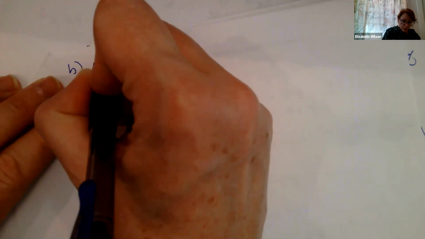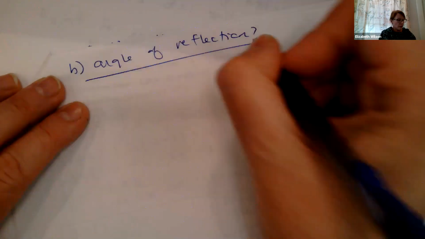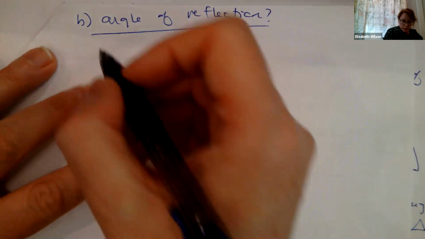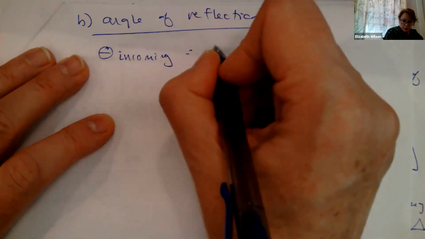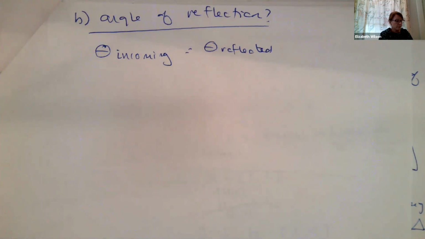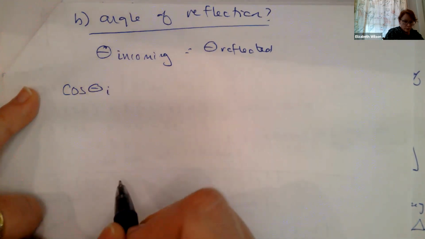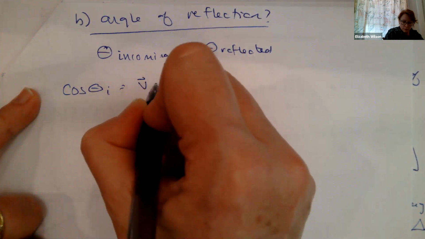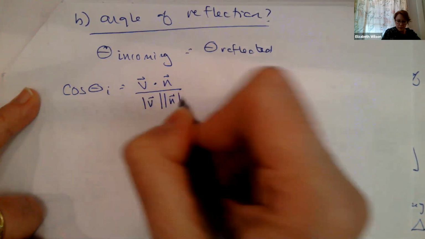Okay, part B, angle of reflection. Always good to know. Remember that the angle that's incoming equals the angle that's reflected. So I'm going to find my incoming angle because that's what I know. I'm going to think about the cosine of my incoming angle equals, right, this is my dot product.